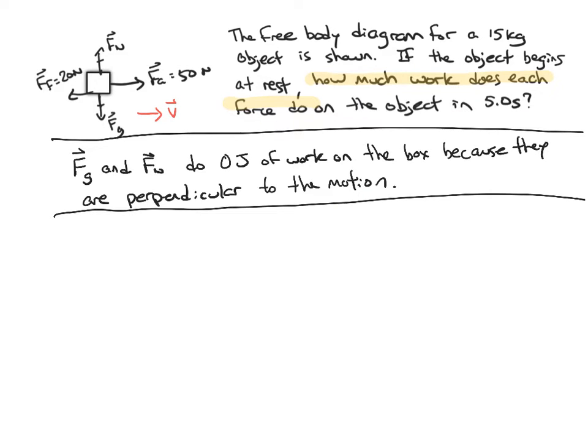Now I'm going to focus on the applied force and friction. Applied force is in the same direction of the motion, so that's going to result in a positive amount of work. And friction's going in the exact opposite direction of the motion, so that's going to result in a negative amount of work. But to calculate the actual values, I want to apply the formula work equals force dot displacement, which means I actually need the displacement. I'm going to have to figure out this displacement before I can figure out the work. So I'm going to write a little heading here: find the displacement.